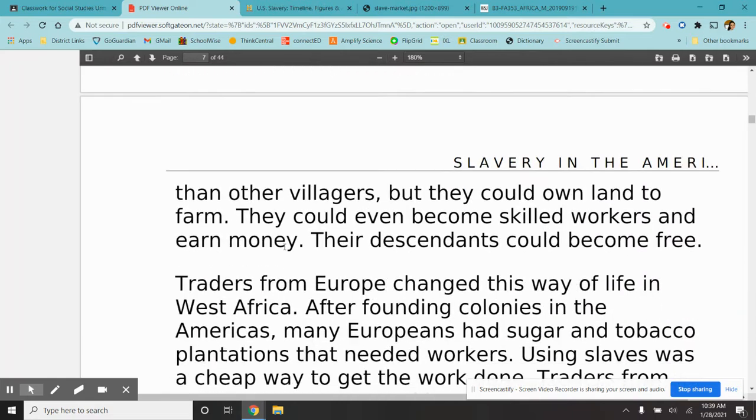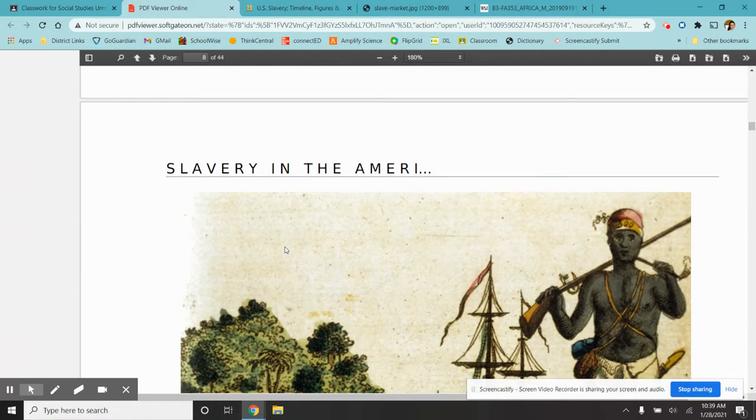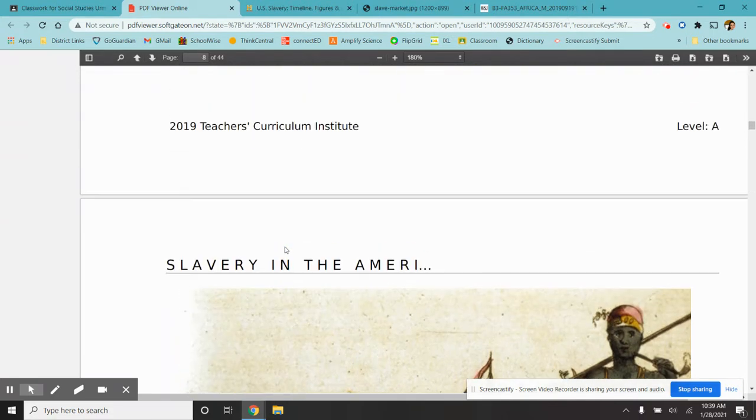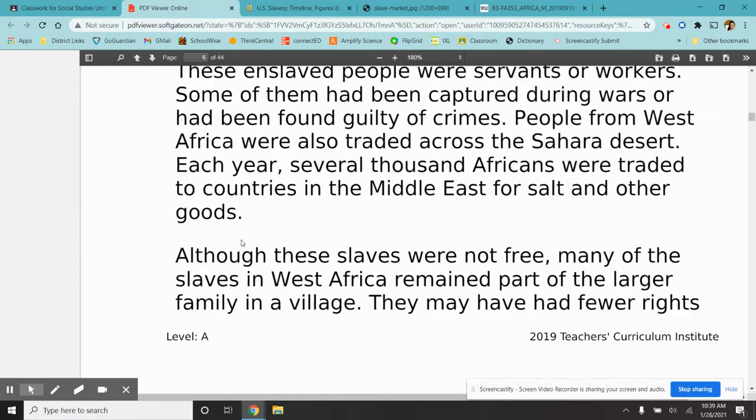All right, I'm actually going to read the next section, and then we'll go in our book and in our packet and go back, because the picture is at the end.